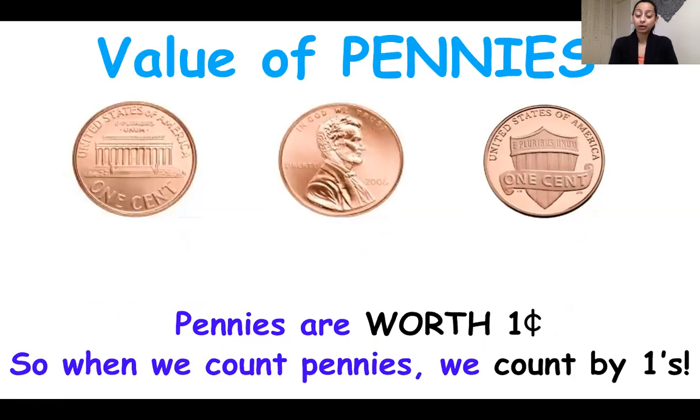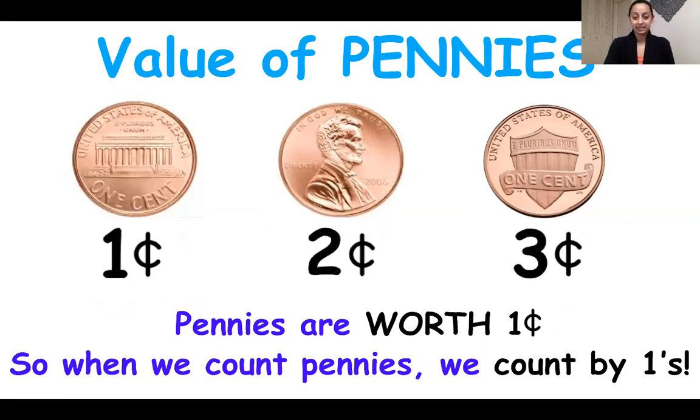Now, what is a penny worth? A penny is worth 1 cent. That means that each penny gives you a value of 1 cent to spend on things. So when we count pennies, we have to count by ones. Let's count these 3 pennies together to find the total value of these 3 pennies. Again, since pennies are worth 1 cent, we're going to count by ones. Count with me. Here we go. 1 cent, 2 cents, 3 cents.